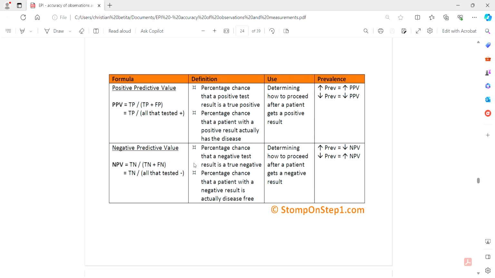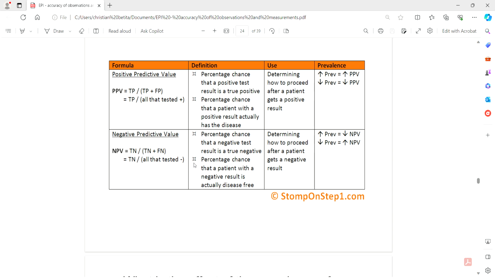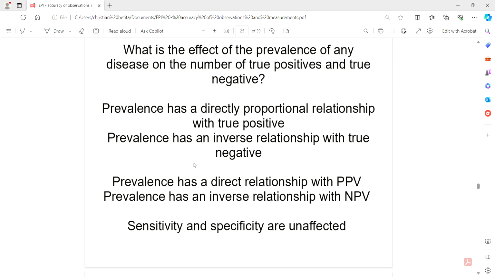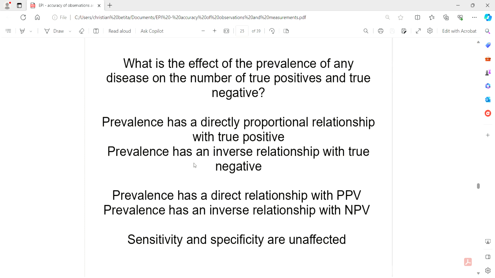Okay, so what is the effect of prevalence on positive predictive value and negative predictive value? For positive predictive value, prevalence is directly proportional to the PPV. And for the negative predictive value, prevalence is inversely proportional. Sensitivity and specificity are unaffected by prevalence. This is because it cancels out.